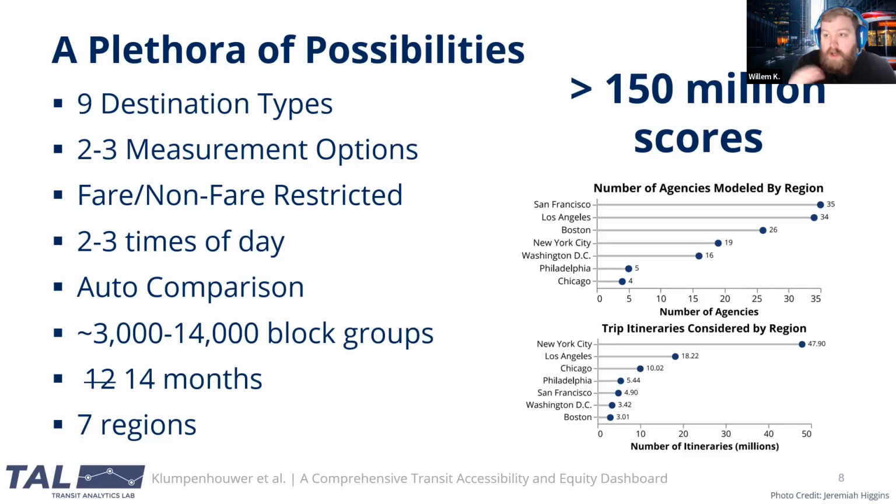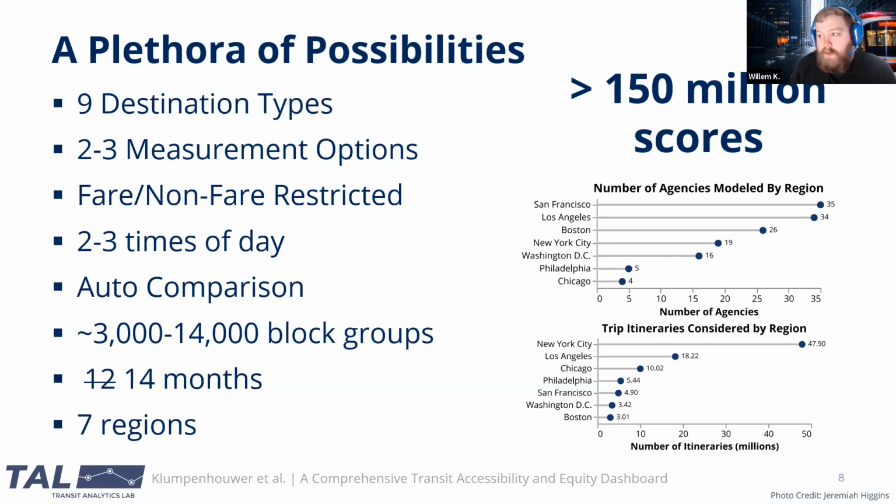And we looked at a lot of different possibilities. So quite often, when people do accessibility analysis, they typically look at access to jobs. It's a common use. Of course, you can look at any destination you want. Transit Center wanted a wide variety of options that you could look at. So we chose 9 different destination types.